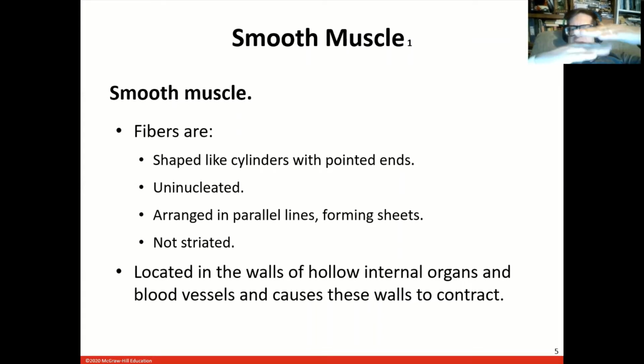Smooth muscles, because the fibers are not all aligned, it's hard to make out where part of this fiber is and part of this fiber is, part of this cell and part of this cell. Anyway, so parallel lines, sheets, not striated. I already said it says the walls of hollow internal organs. We're talking mostly the digestive system. We talked about that. And the walls of blood vessels, and that causes constriction of the blood vessel.